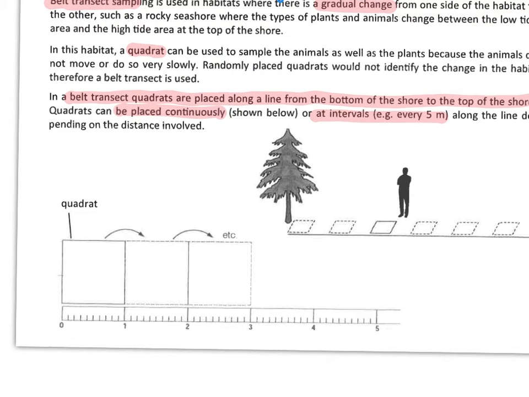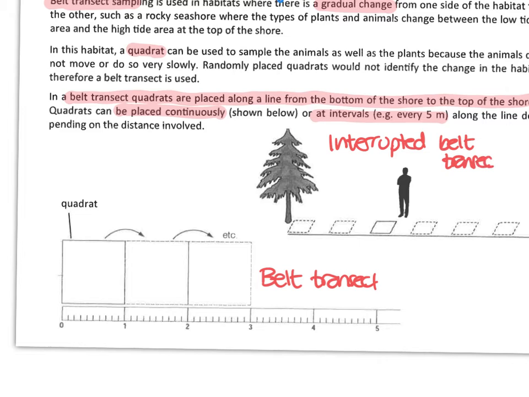So this diagram at the bottom is showing a belt transect. So you've got your first quadrat at 0, your next one is right beside it, and so on the whole way up the shore. The one here, this is called an interrupted belt transect because it's not continuous. Quadrats are going down at a regular interval, maybe every 2 metres or every 5 metres.